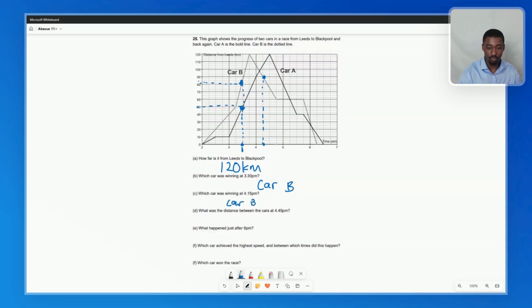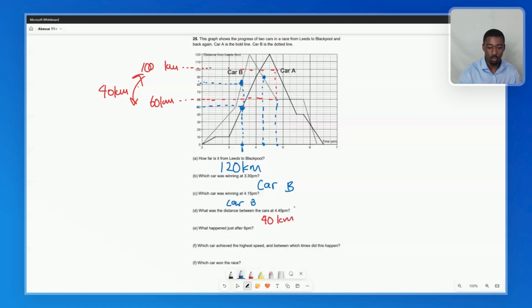Now for part D, we need to work out the distance between the cars at 4:45. So here's pretty simple. We can use a different color to make it clearer. The one car has traveled 60 kilometers from Leeds, and the other car is 100 kilometers from Leeds, distance from Leeds. And all we care about really is the difference. And that difference is 40 kilometers, which means that at 4:45, the distance between them is 40 kilometers.